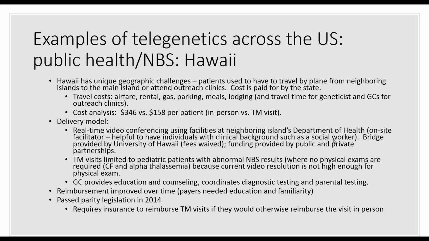The telemedicine visits that they have are currently only for pediatric patients with abnormal newborn screen results with CF and alpha thal, because they don't require physical examinations. So they still have these in-person outreach clinics, but they're able to see more patients with other indications. And they're able to deliver service to selected groups of populations sooner. And they're starting small, and they're hoping to expand.